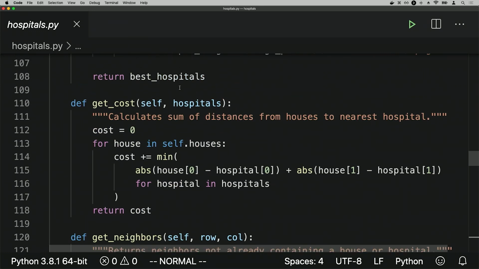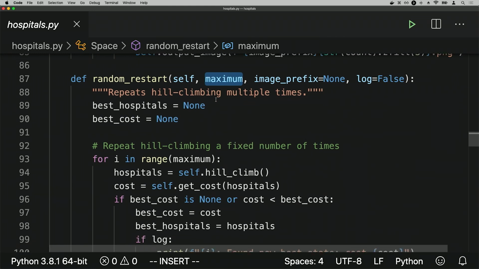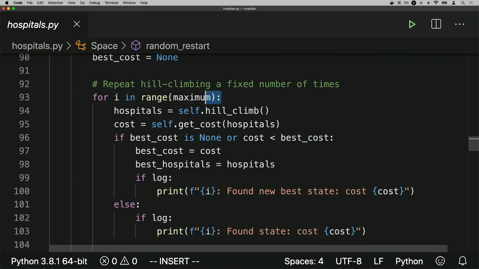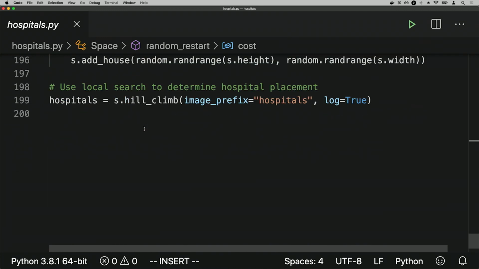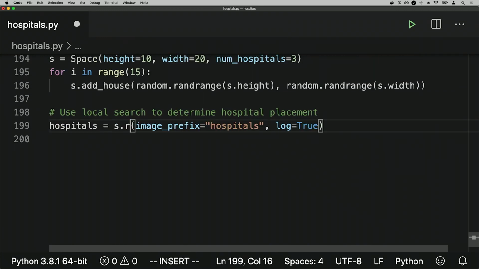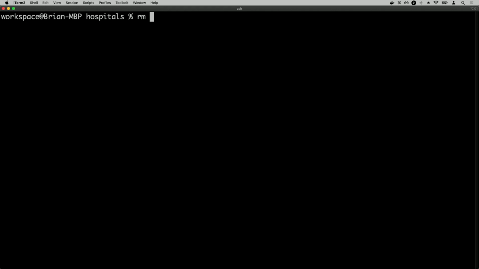And so I've here implemented a function for random restart that restarts some maximum number of times. And what we're going to do is repeat that number of times this process of just go ahead and run the hill climbing algorithm, figure out what the cost is of getting from all the houses to the hospitals, and then figure out, is this better than we've done so far? So I can try this exact same idea, where instead of running hill climbing, I'll go ahead and run random restart, and I'll randomly restart maybe 20 times, for example. And we'll go ahead and now I'll remove all the images and then rerun the program.